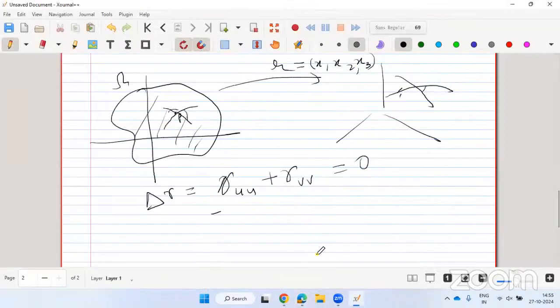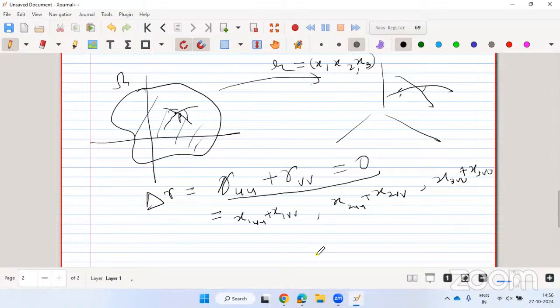R of uu plus R of VV is 0. R of uu means what? X1 of uu plus X1 of VV, comma, X2 of uu plus X2 of VV, comma, X3 of uu plus X3 of VV, that is equal to 0. So this is the vector notation. When I say it is 0, it is these three things 0.